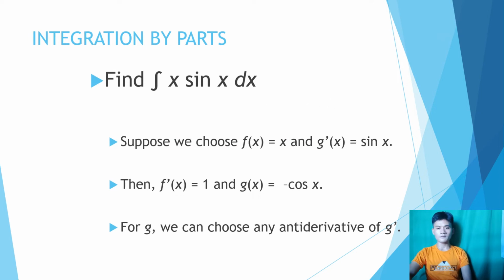So this is our first example. Find the integral of x sine x dx. Suppose we choose f of x be equal to x, and g prime of x be equal to sine of x. Then f prime of x is equal to 1, because the derivative of x is 1, and the integral of sine of x is negative cosine of x, as the value of g of x. For g, we can choose any antiderivative of g prime of x.